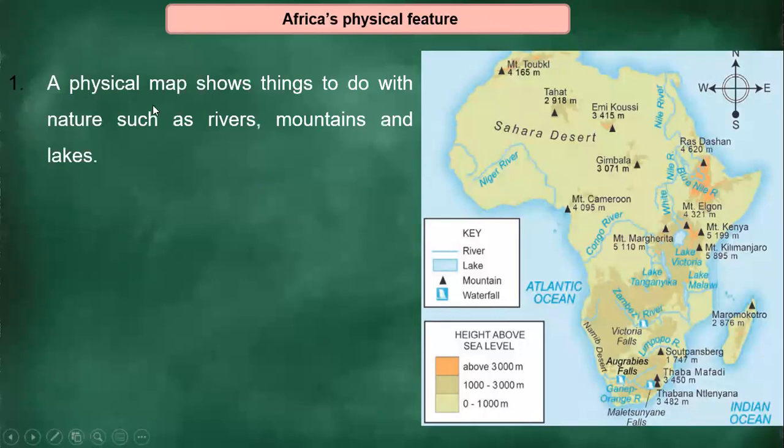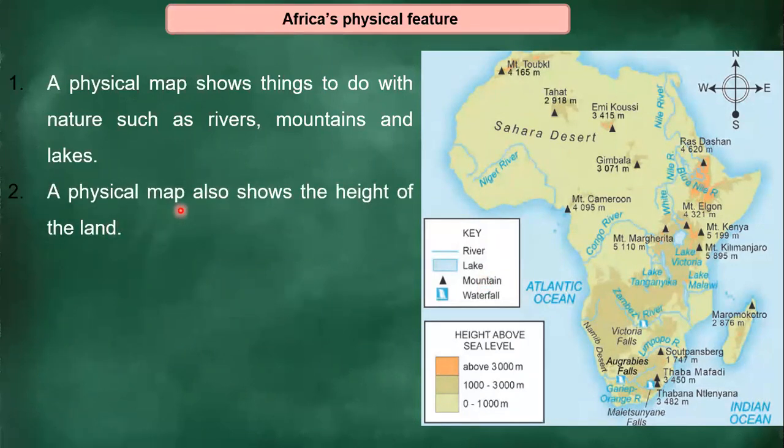A physical map shows things to do with nature, such as rivers, mountains, and lakes. This map on your right-hand side is a physical map. It shows things that are natural, such as rivers, mountains, and lakes. If we look at this map carefully, by referring to the key here, we can tell that this map contains rivers, lakes, mountains, and waterfalls.